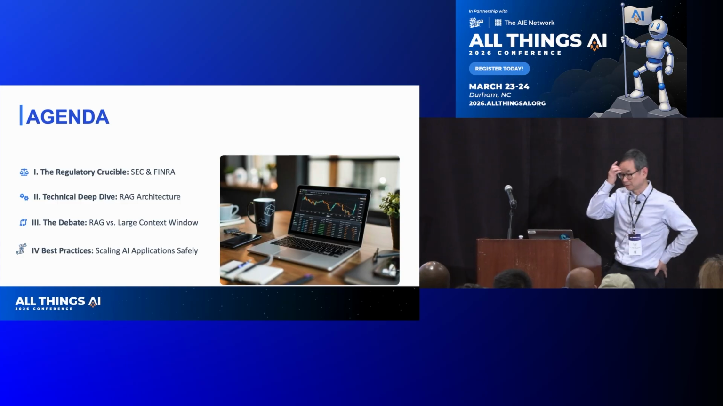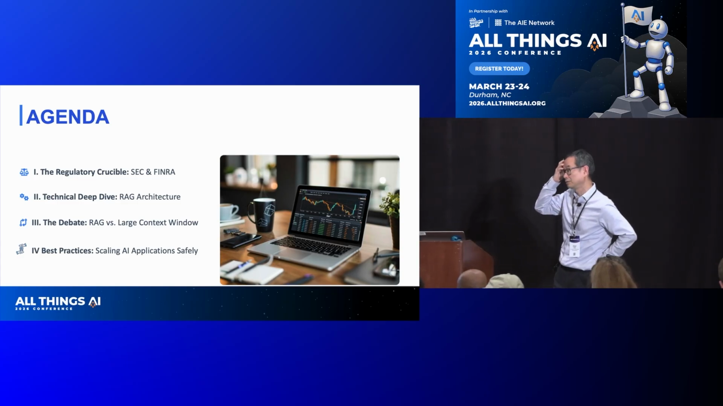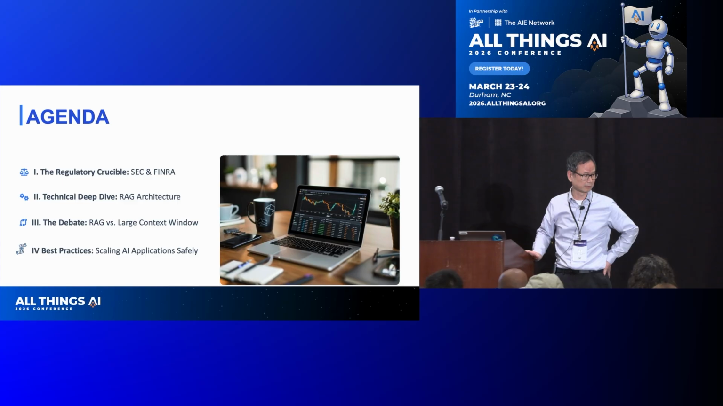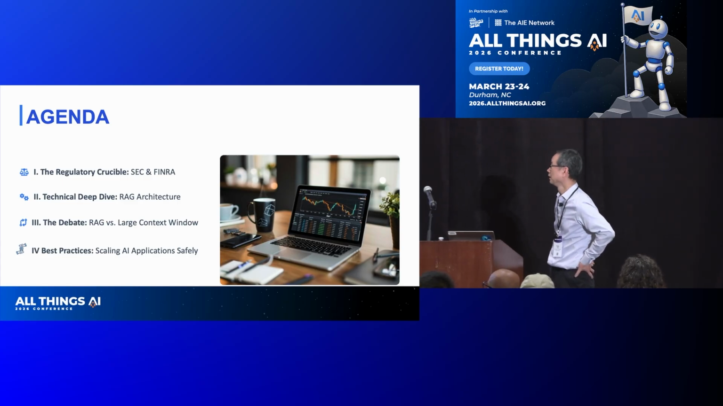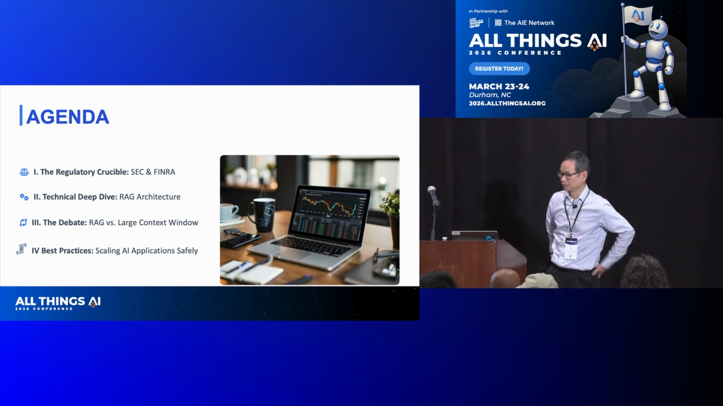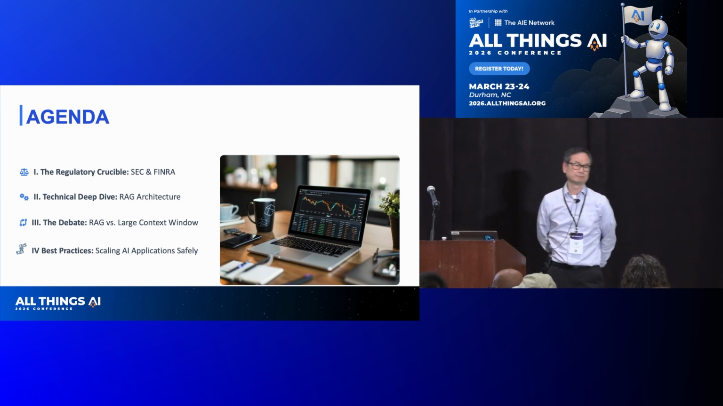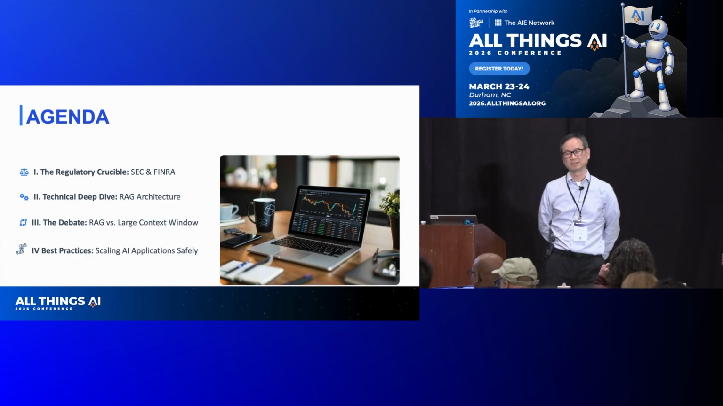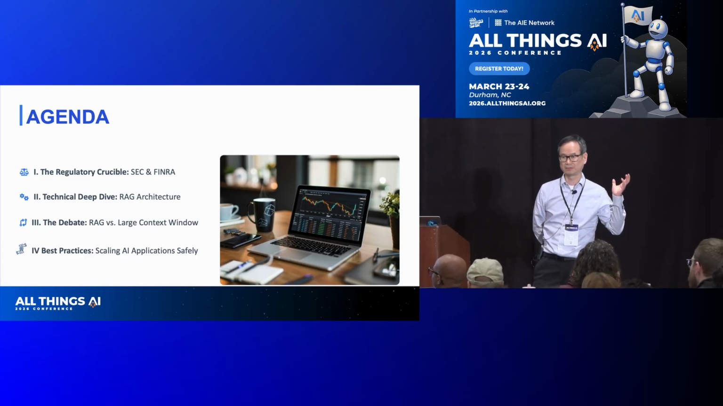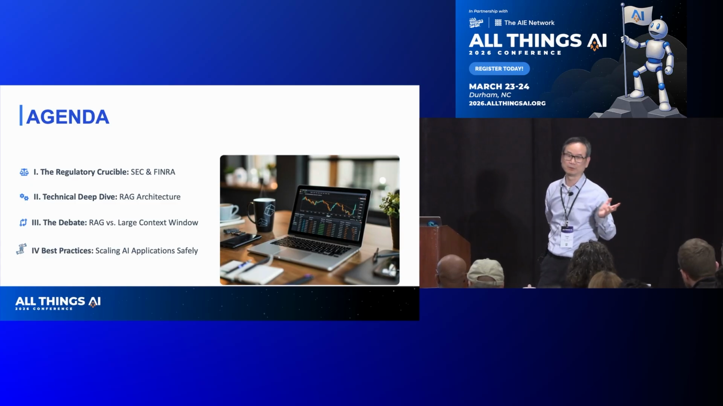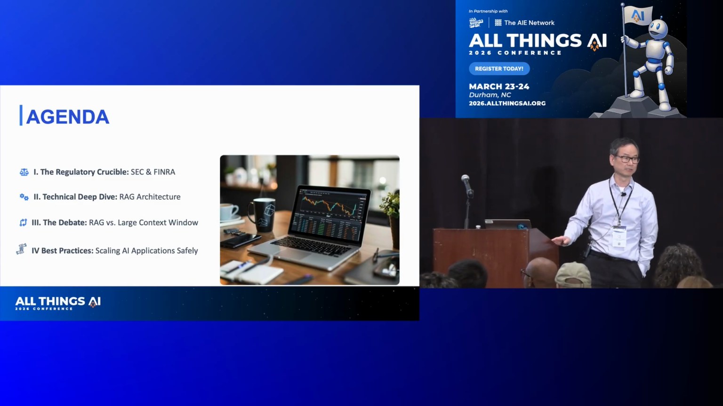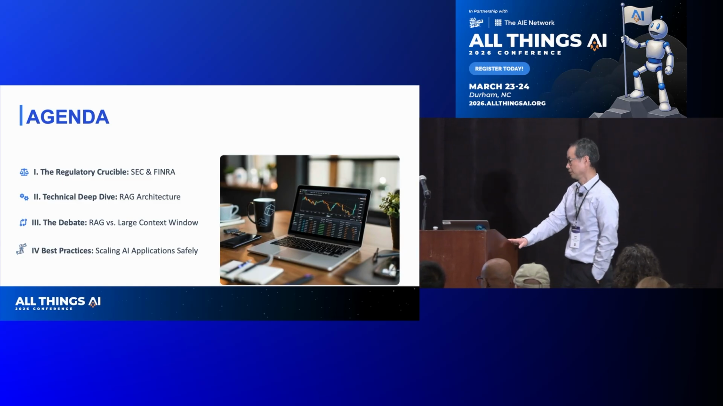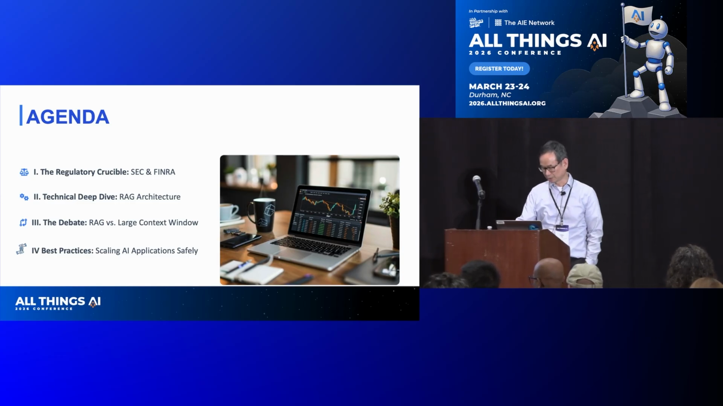So here is the agenda for today. I'm going to go over the regulatory landscape in the financial service industry, the SEC and FINRA. Then we'll take a deep dive into the RAG architecture. Then we'll focus on the debate whether to use RAG or the latest large language models with a very large context window, all the way up to 1 million tokens. Like, why do we need RAG? Then we'll conclude with some best practices in how to scale AI safely in an enterprise.